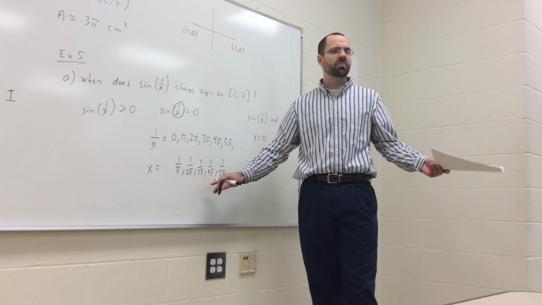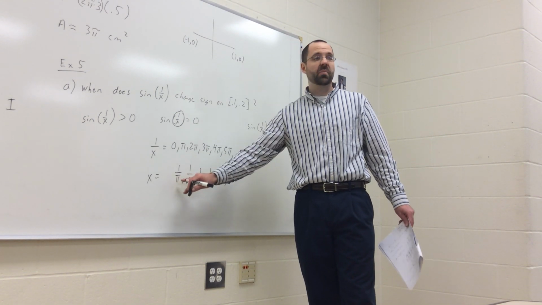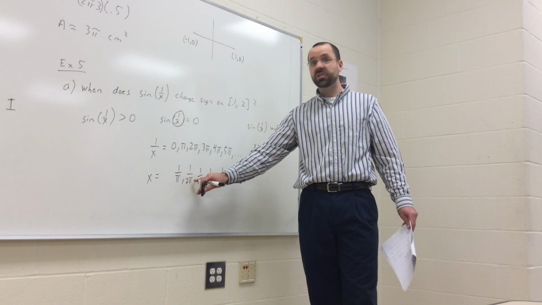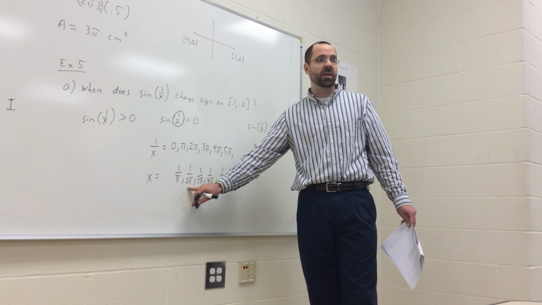Okay, so I need people with calculators in the room to type these in. 1 divided by pi is easy to type in. 1 divided by 2 pi is a little bit tricky. Make sure you put parentheses. You want 1 divided by parenthesis 2 pi, right?